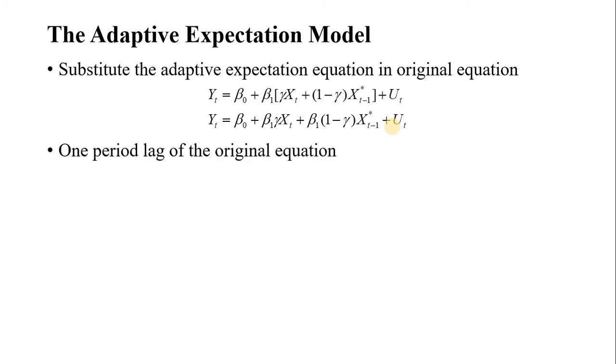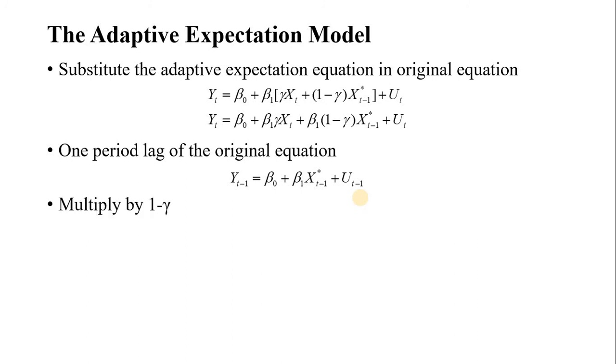Okay, now you take the one period lag of this original equation. What was our original equation? Original equation was yt is equal to beta 0 plus beta 1 x star t plus ut. You take the one period lag. What will happen? Yt will become yt minus 1. Beta 0 will be there, beta 1 will be there, x star t will become x star t minus 1, and ut will become ut minus 1. This is what is called one period lag of your original equation.